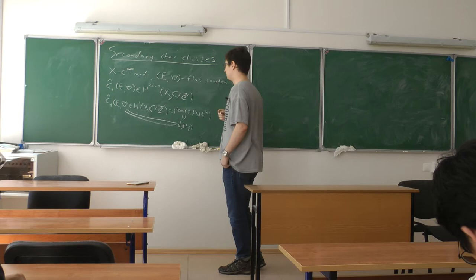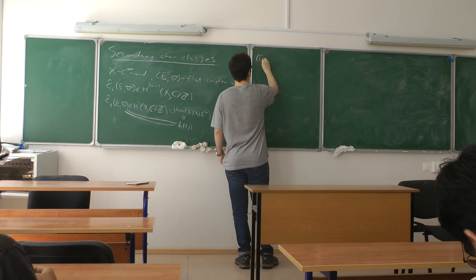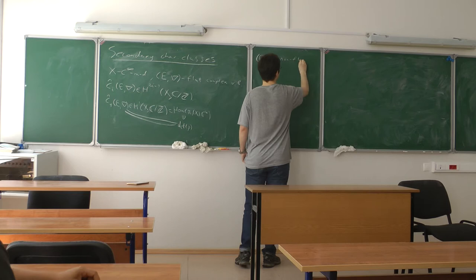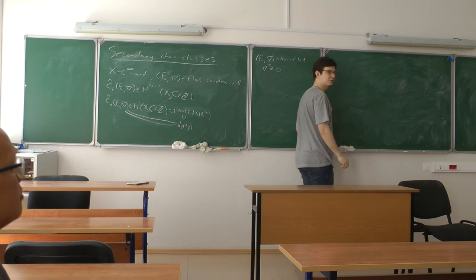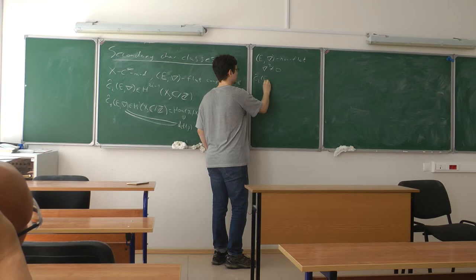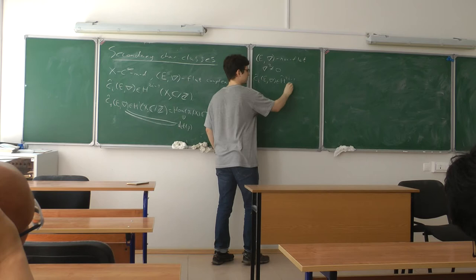Also I will need a more general version, for the non-flat case, where nabla squared is non-zero. And then you also have secondary classes which live in so-called differential characters of X with coefficients in C mod Z.